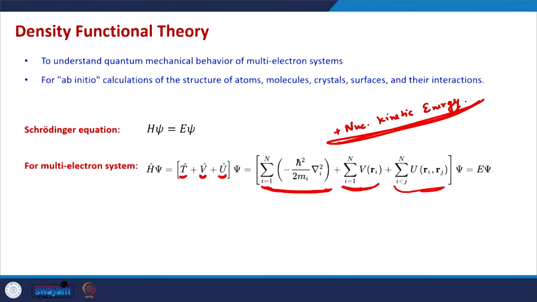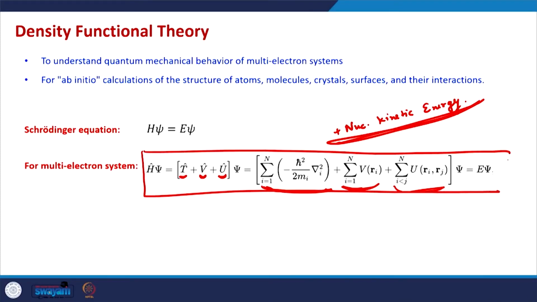And if we are only interested in the electronic structure, these are the three components of electronic energy that we need to consider. One is the kinetic energy of electrons given by the kinetic energy operator. Second is the electronic interaction with nuclei given by this electrostatic potential V. Third is the electron-electron interaction given by the electrostatic potential energy U.